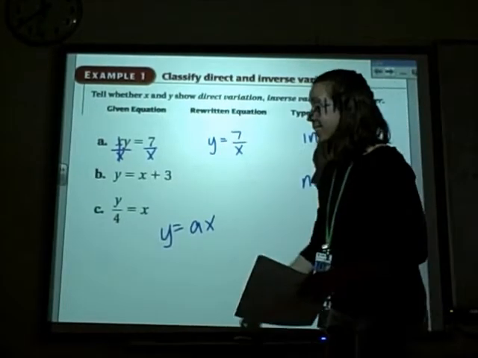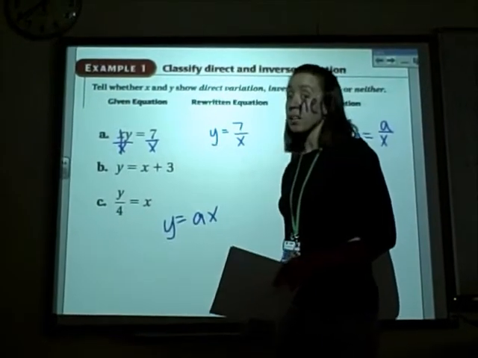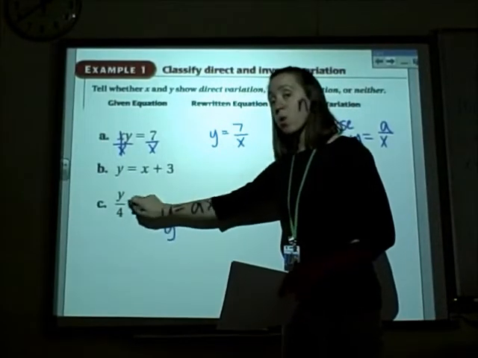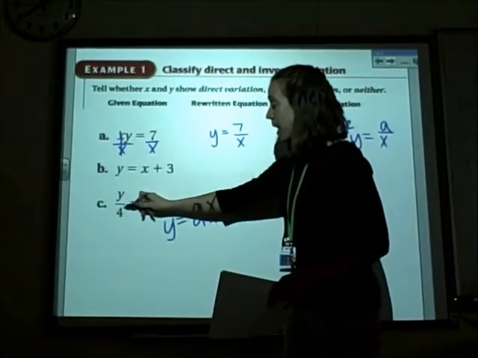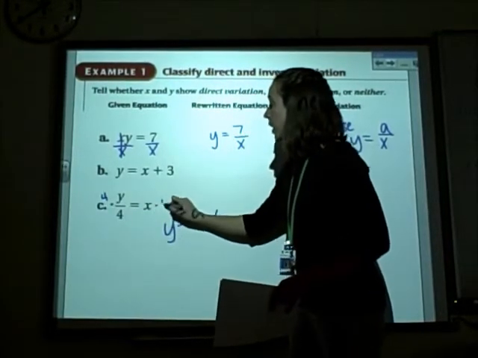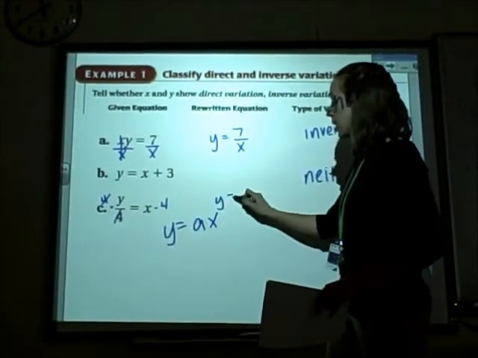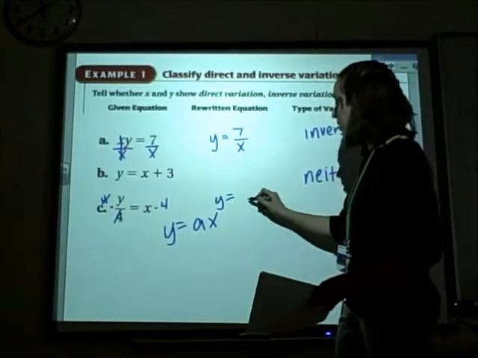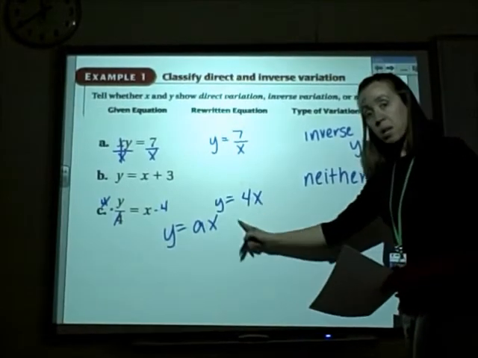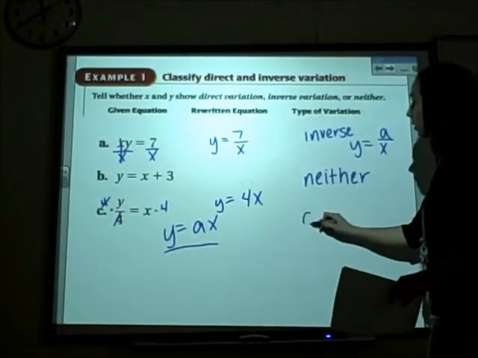Now our last one here kind of looks like inverse variation a little bit, but you'll notice it's equal to x. We don't want that. We want it equal to y. So we have to cancel out this 4 and put it on the other side. Y divided by 4, I have to do the opposite of that to cancel it. I'm going to multiply both sides by 4. That's going to cancel. I am left with y equals x times 4, which is the same as 4x. Look at that. I have a constant, some number, times x equal to y. That looks like my direct variation.